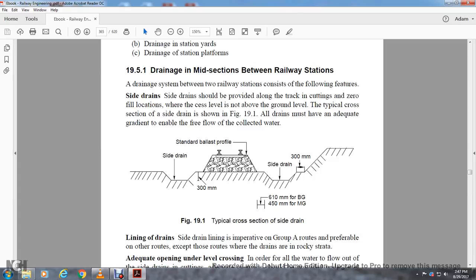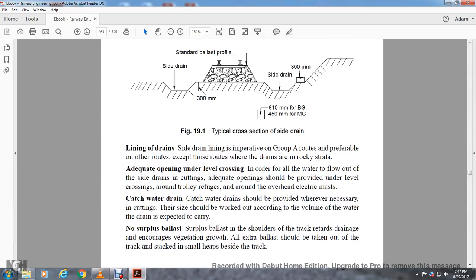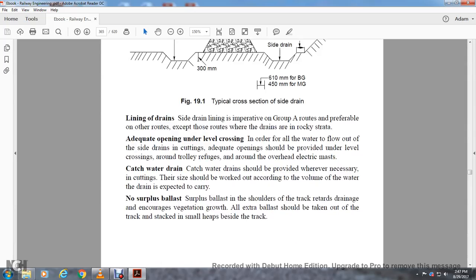Side drain 300 millimeters. Standard ballast profile. Side drain 300 millimeters. Line of drain. Side drain lines are imperative on Group A routes, and preferable on all other routes except where the drain is in rocky strata. Adequate opening should be provided under the level crossing so that the water can flow from the side drain. Adequate openings should also be provided around trolley refuges and overhead electrical masts.